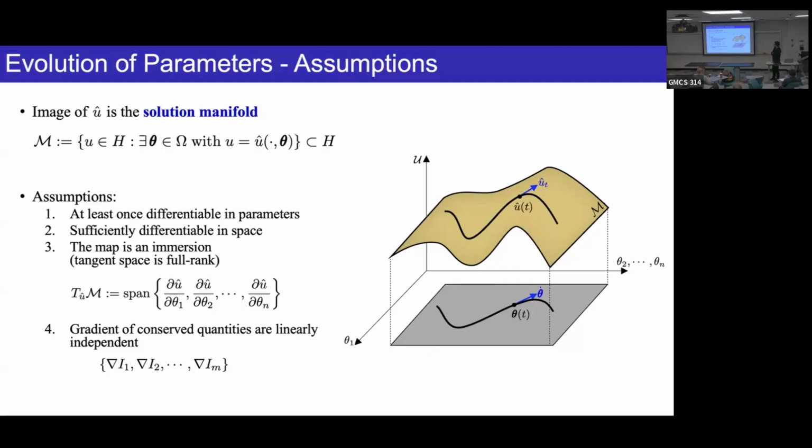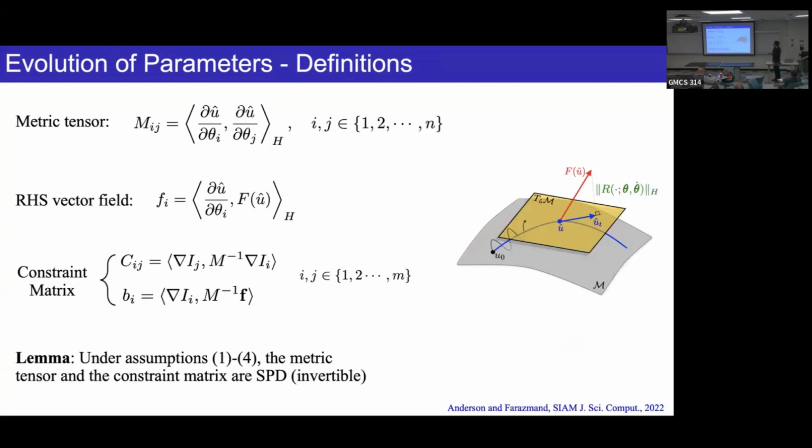And the gradient of the conserved quantities of my PDE with respect to these parameters theta, I'm going to assume that those gradients, excuse me, are also linearly independent. These are finite dimensional vectors. And this assumption I have never seen being violated in practical applications where these conserved quantities are like mass, momentum, and things like that.